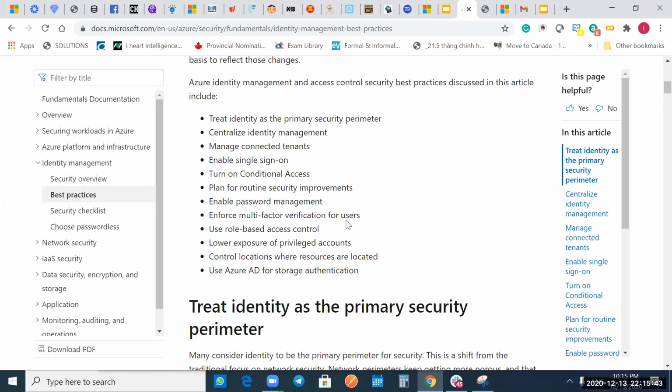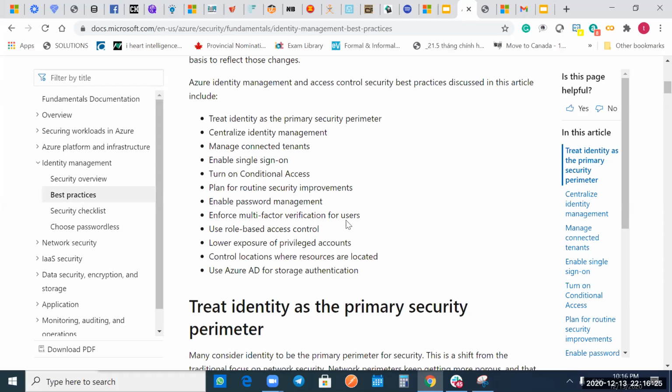As additional layers, use role-based access control, as we mentioned. Lower exposure to privileged accounts. A privileged account is, for example, an account with administrative ability, so only certain people have it. You don't use it for daily activities. For daily activities, you set up other accounts to manage that. For the account with administrative privilege, only certain people and only certain resources can access it.